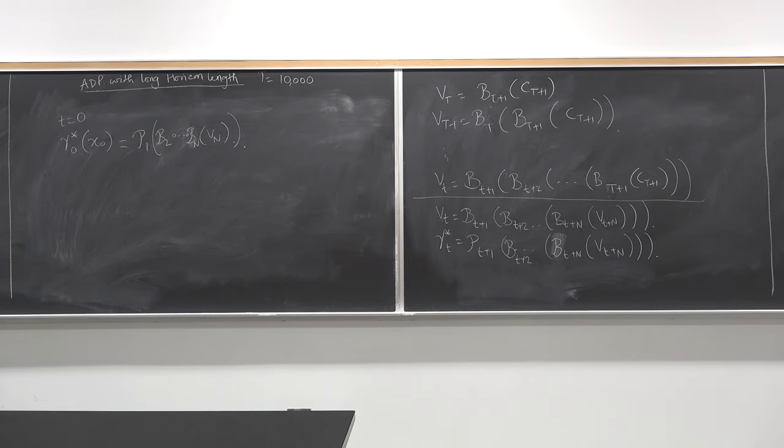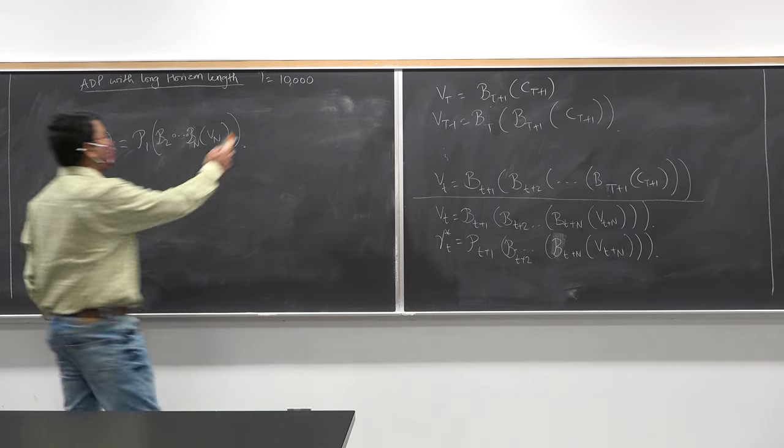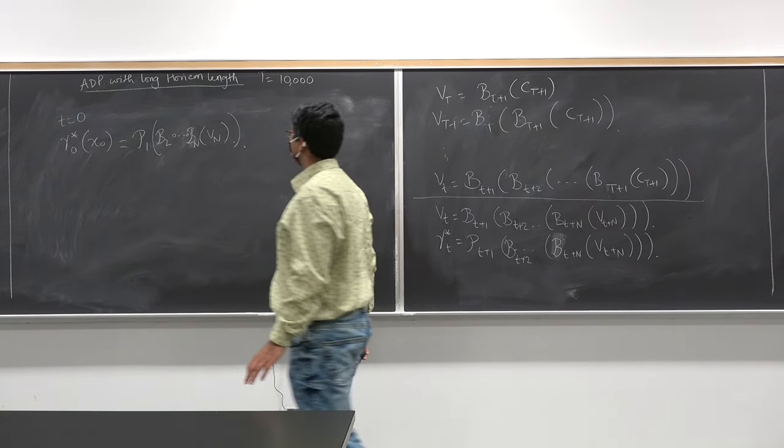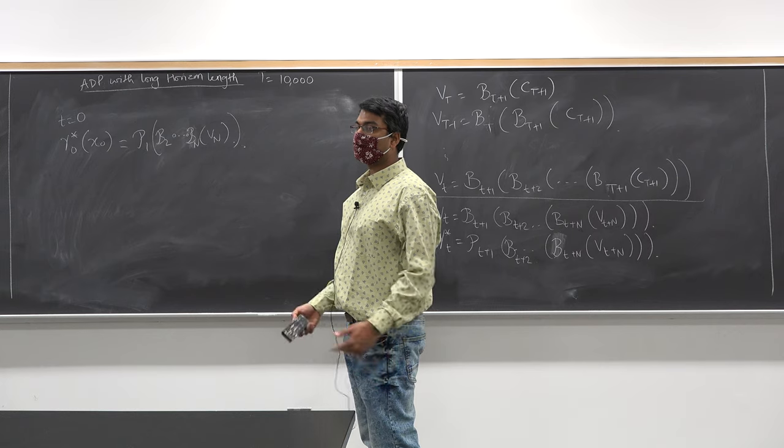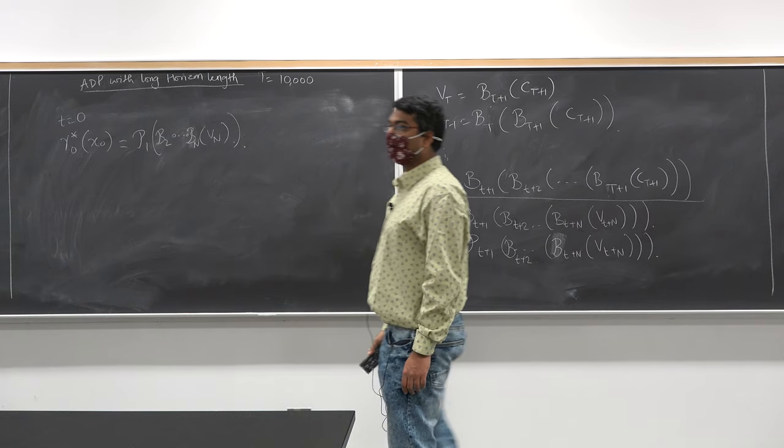Any thoughts? Nothing is off the table. You can come up with any idea you want. Can you approximate the horizon length? Approximate the horizon length. So I have capital T equals 10,000. What do you want to do by approximating the horizon length?